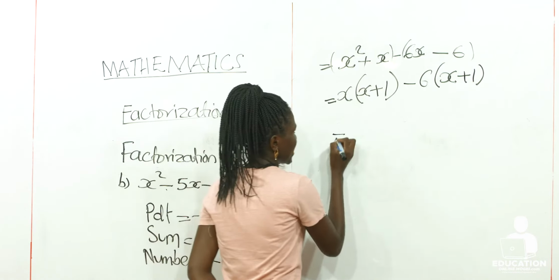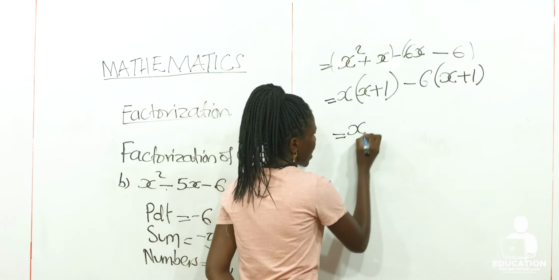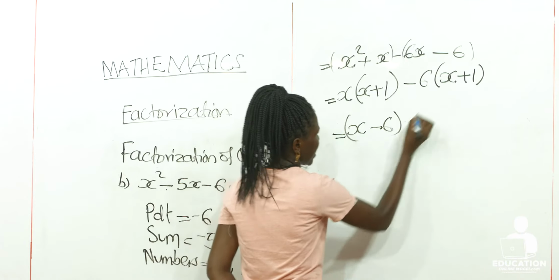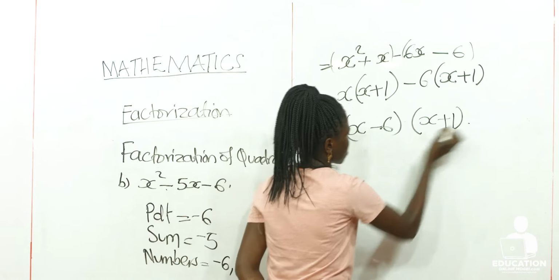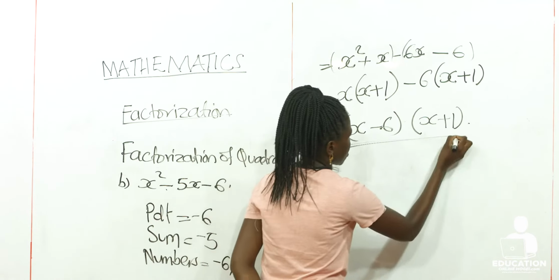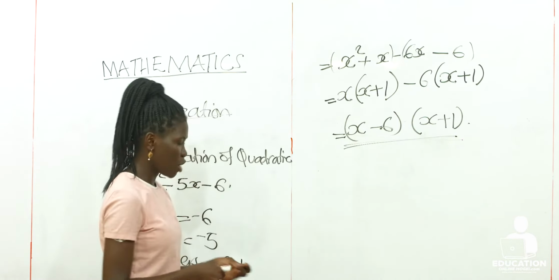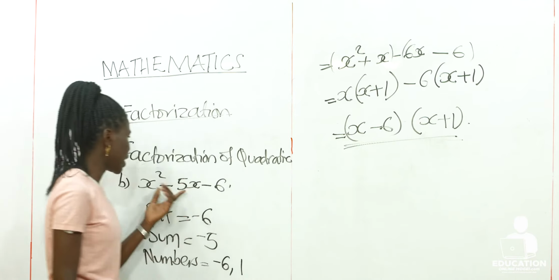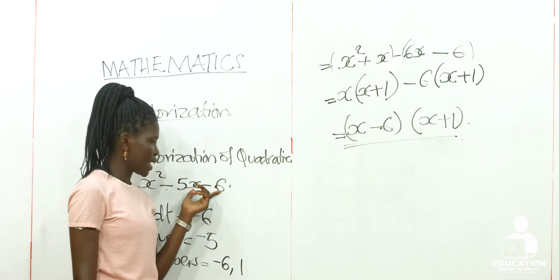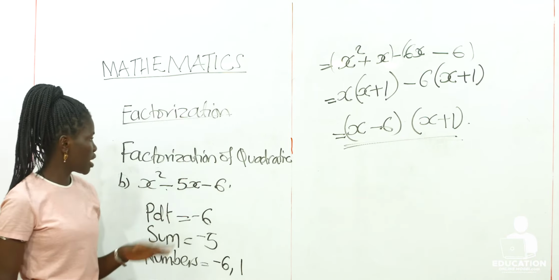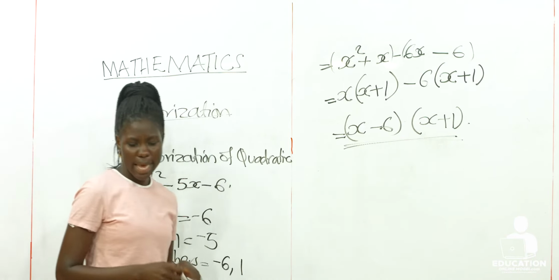So our first factor in this case will be x minus 6, and for the second one we simply choose 1 from the brackets. And that will be our final answer. That will be the factorization we get after expressing x squared minus 5x minus 6. Remember we said we are factorizing quadratic expressions.